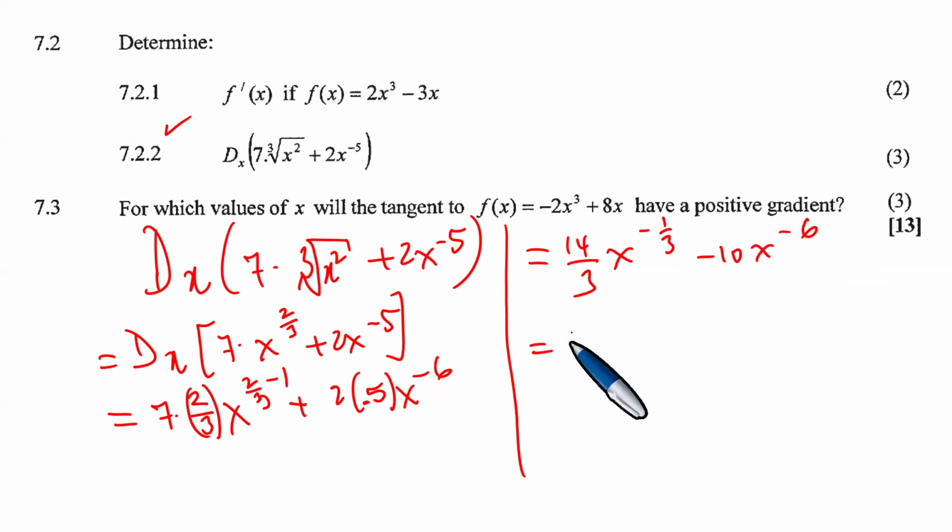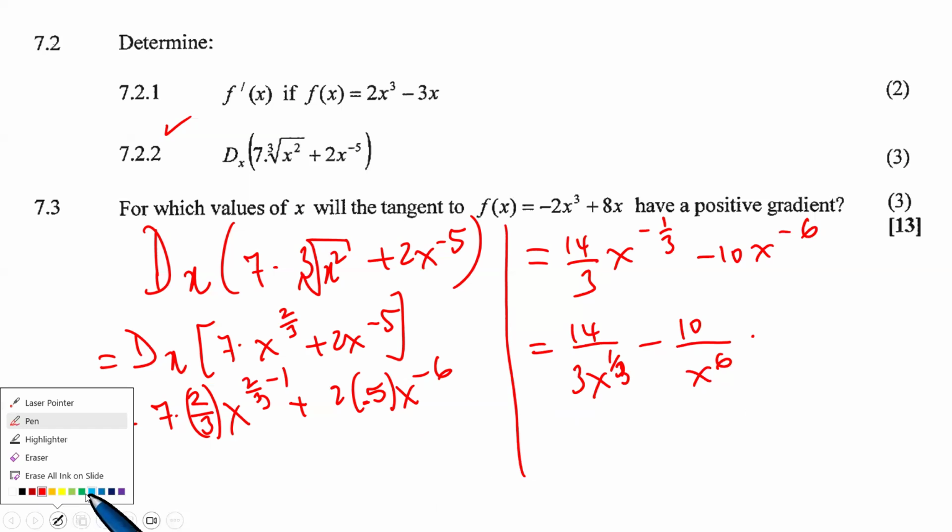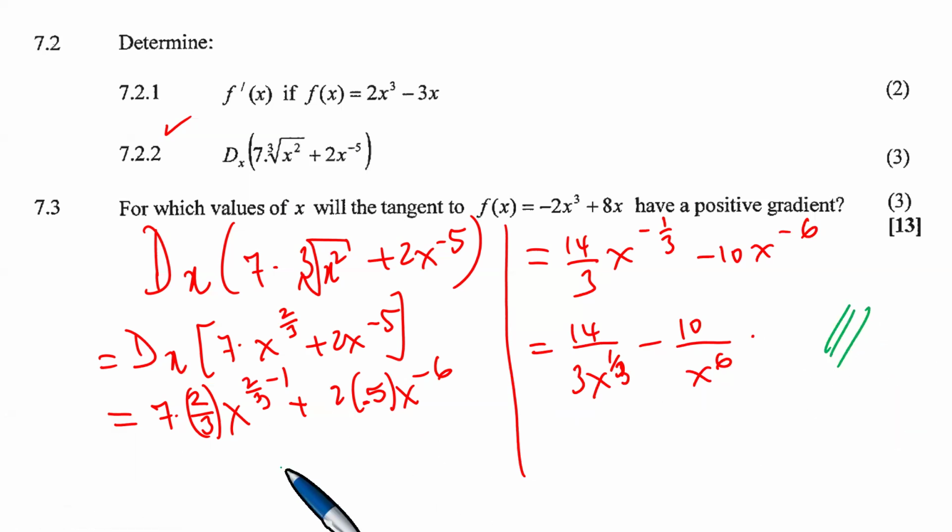So that is the answer, but it is advisable to always write your answer with positive exponents, so that you have 14 out of 3x to the power 1/3 minus 10 over x to the power 6. So we continue right now to solve these particular questions.